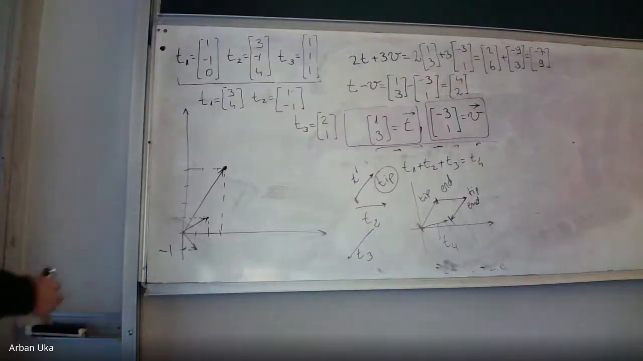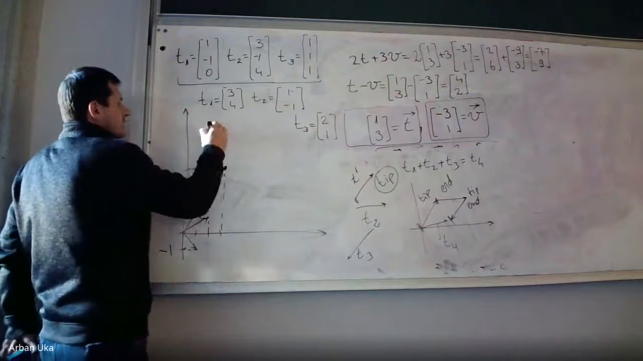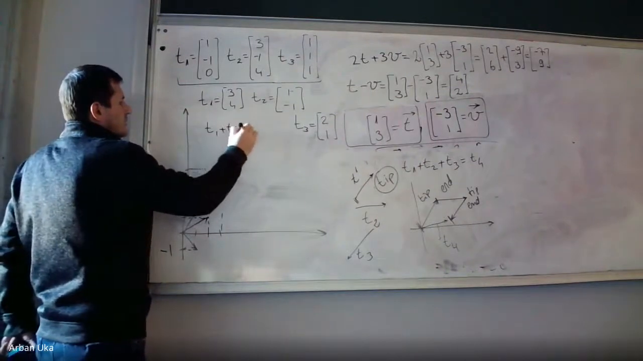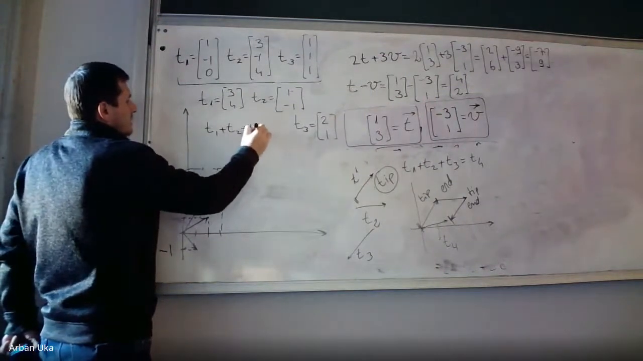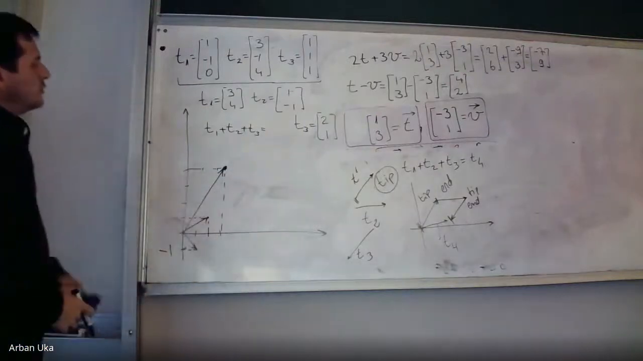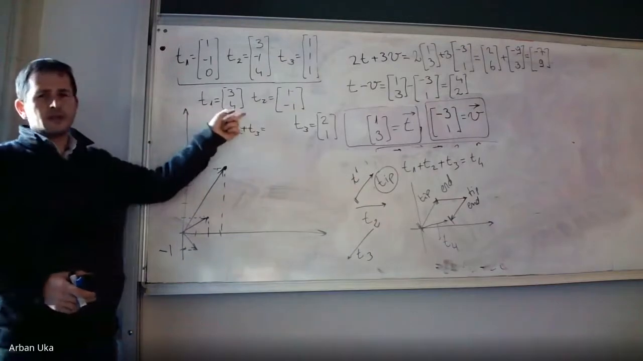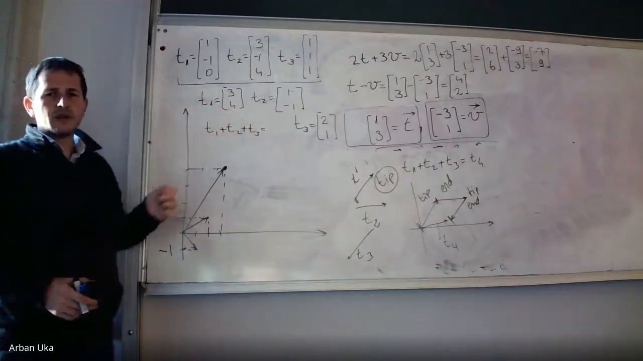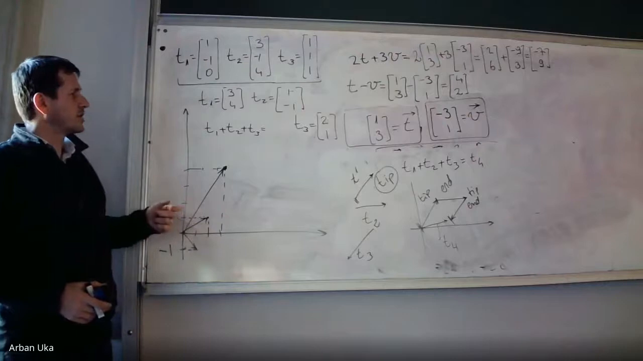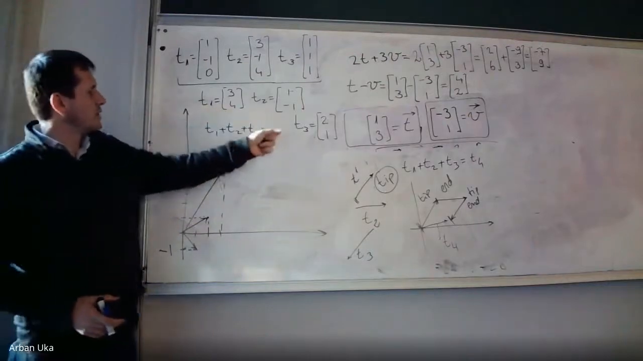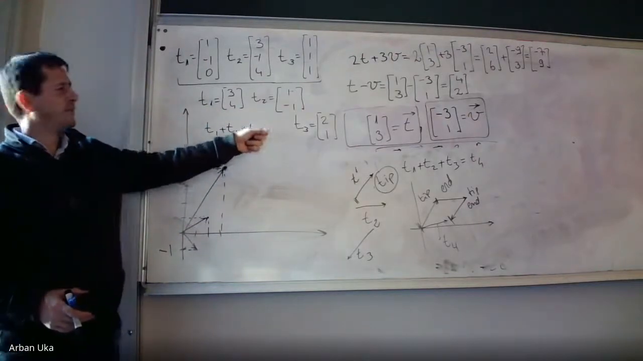Now, if we want to do t1 plus t2 plus t3, what we can do is assume that these are vectors. If these are vectors, we are very good at adding them together. So just looking at the numbers, what can be the result here?